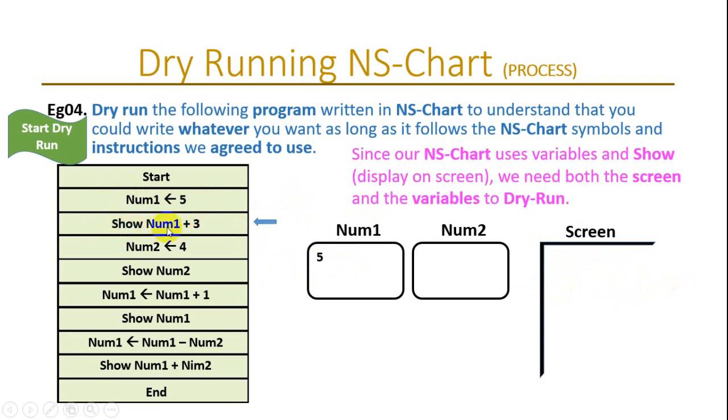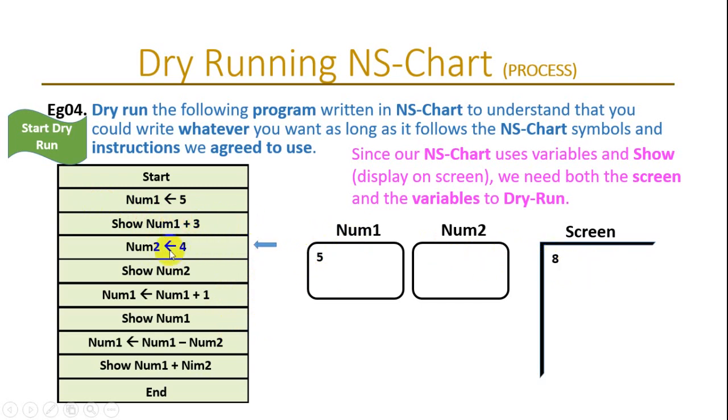But we are not saying show num1, we are saying show num1 plus 3. So 8 will be shown on the screen. Also remember, even though you added it here and showed, we have not told it to write onto num1. So num1 still remains 5. If you refer to num1 at any point after this, it will still be 5, because what we have done is add it and show it on the screen as 8. Okay, that is this one.